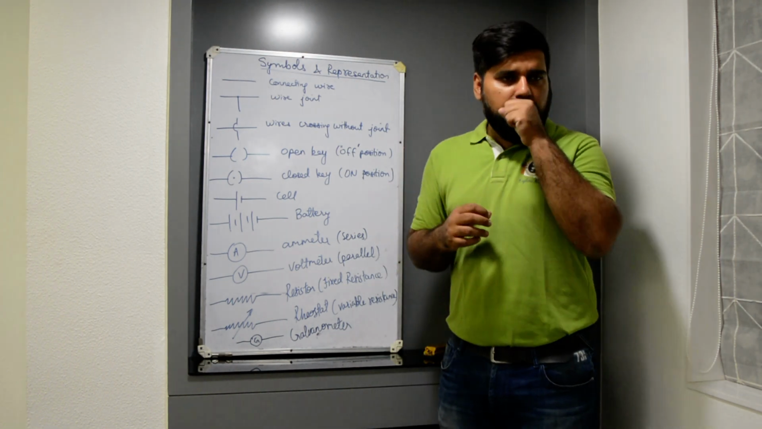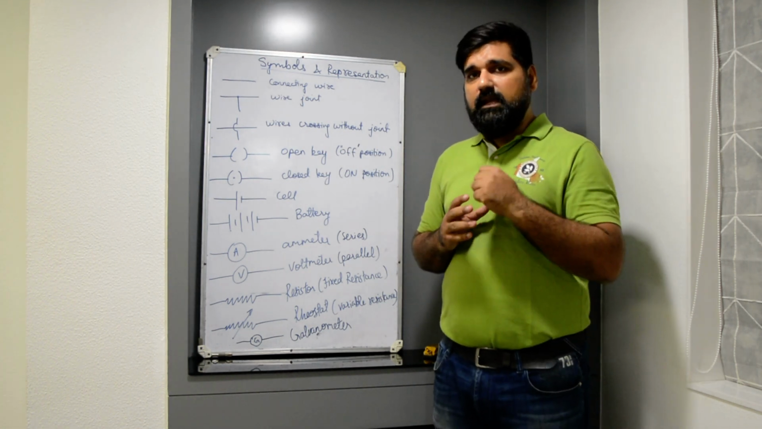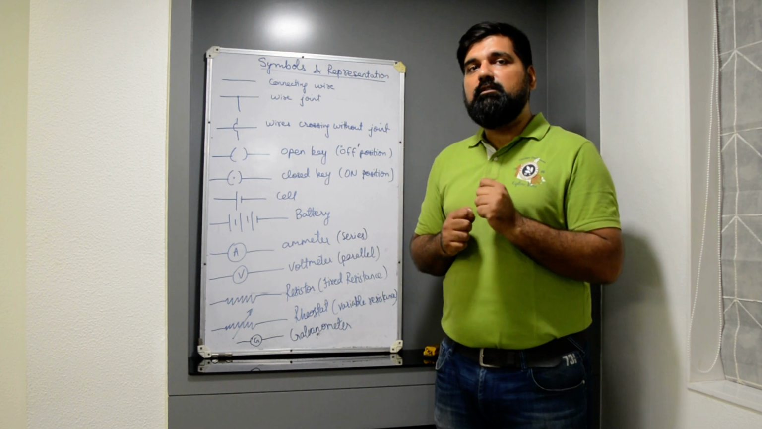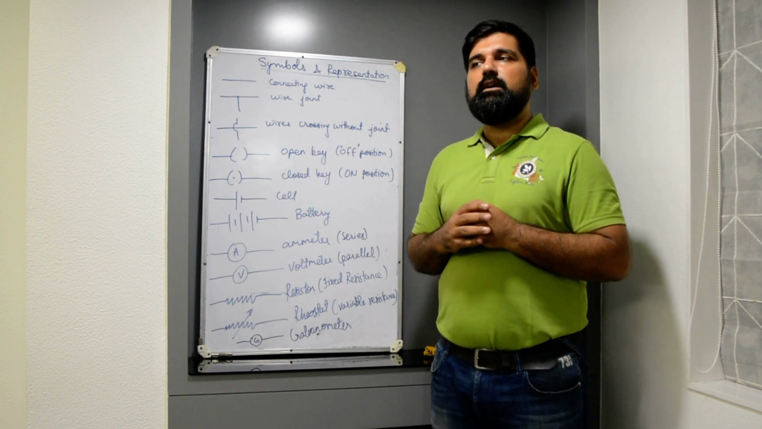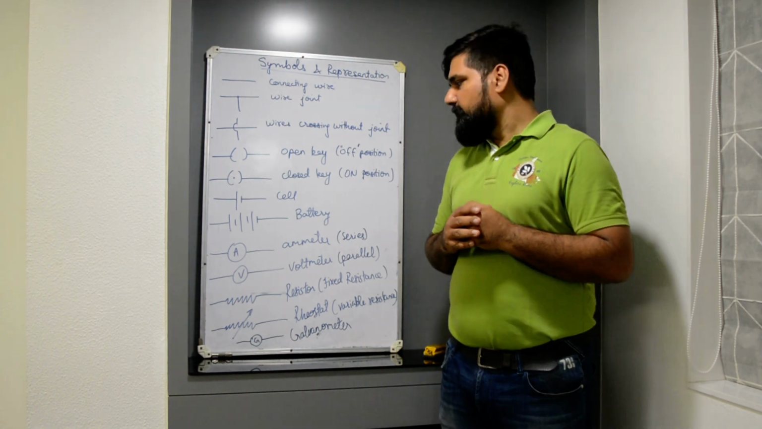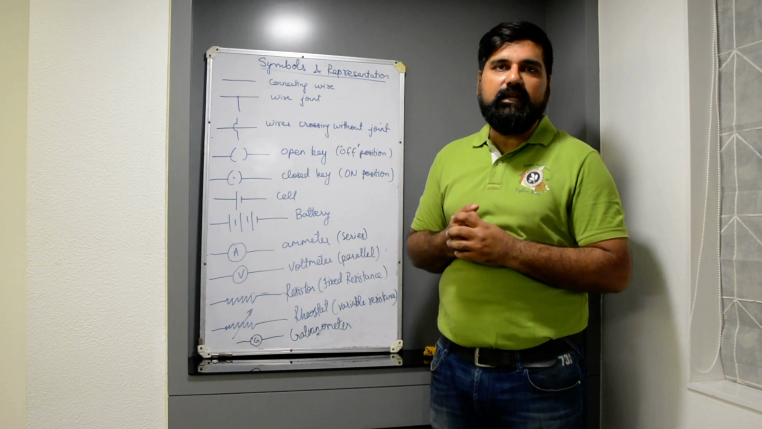Or I should say, it is used to detect the current in the circuit, but it will not give us the magnitude of the current. It will just detect whether there is a current or not in the circuit. Okay, and ammeter is the device which gives us the magnitude of the current.